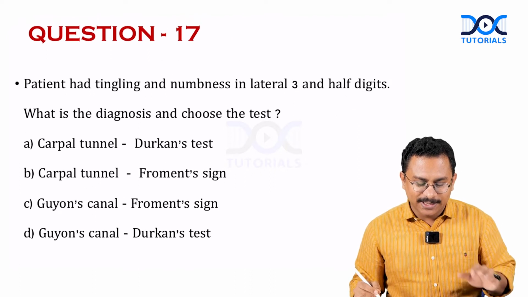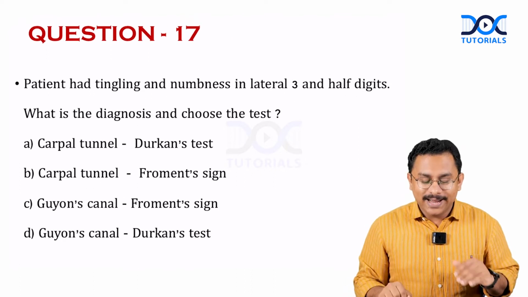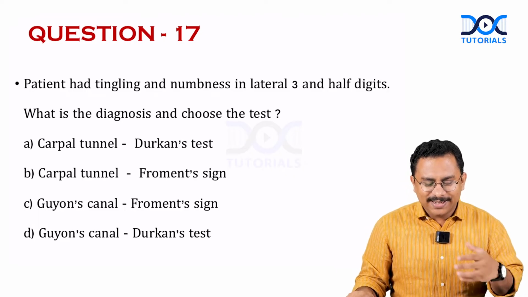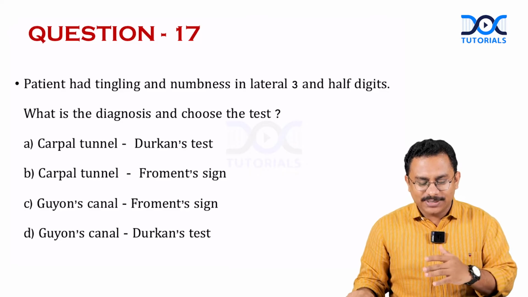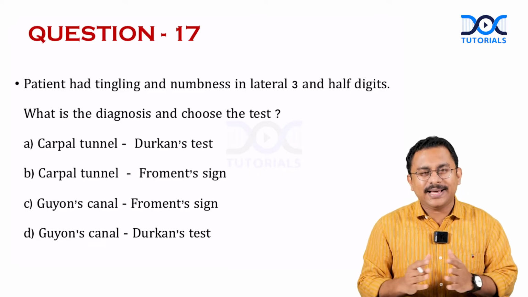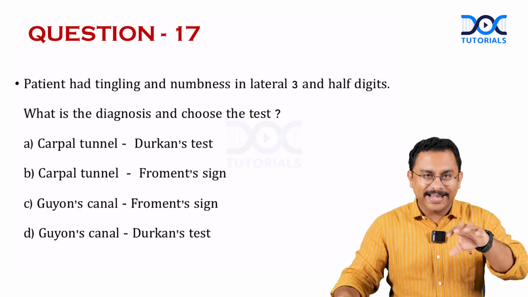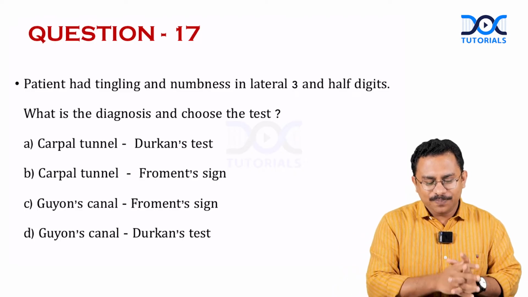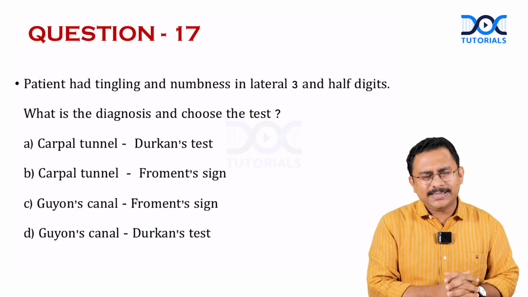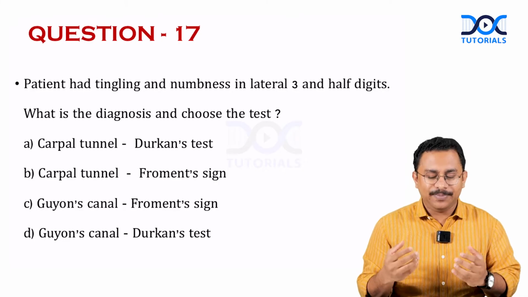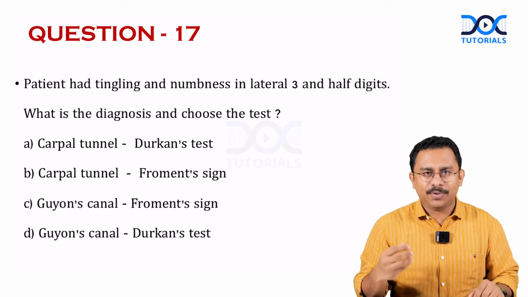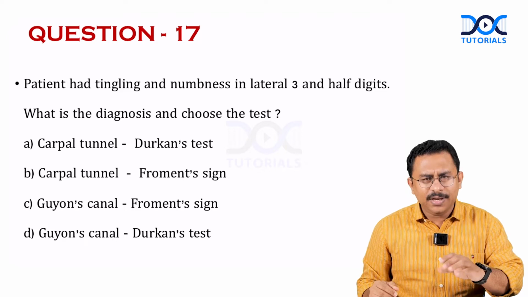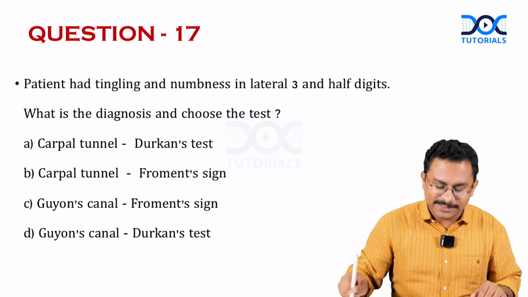Coming to question 17. So the patient had tingling and numbness in the lateral 3.5 digits. What is the diagnosis and choose the test? So basically it seems that in the options they had put the site of pathology and also the test to diagnose it. So why I've put this question in medicine is because it's a part of neurology, especially the peripheral nerve component. It is basically a neuropathy that is being discussed here in this question.